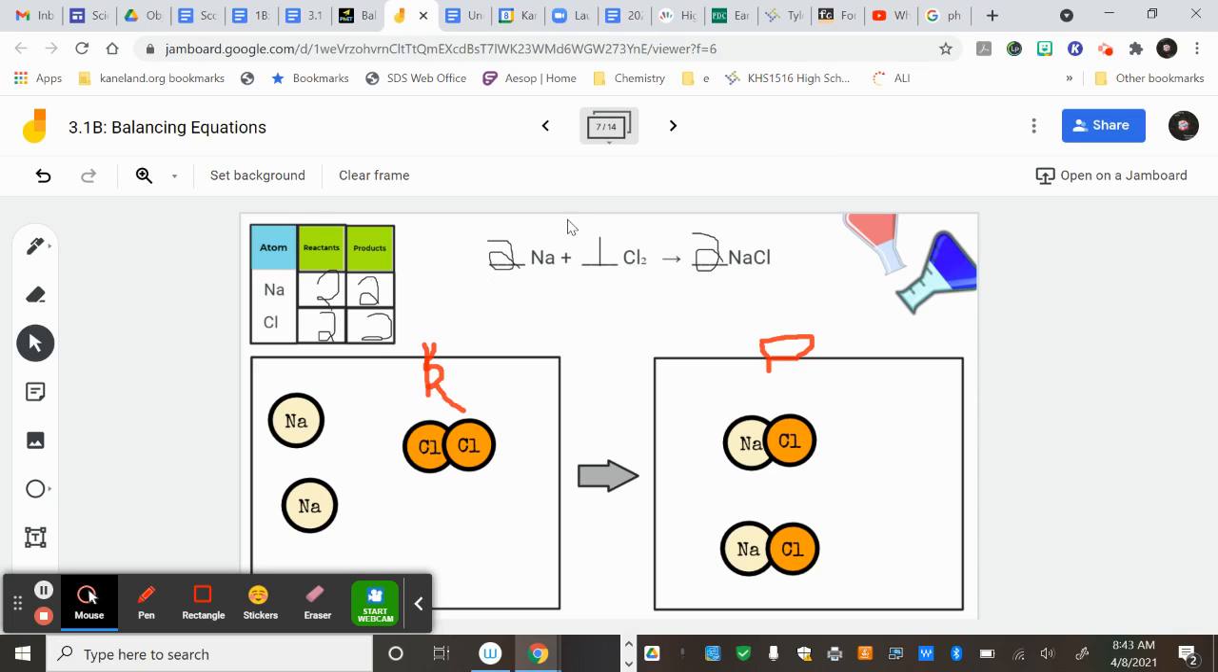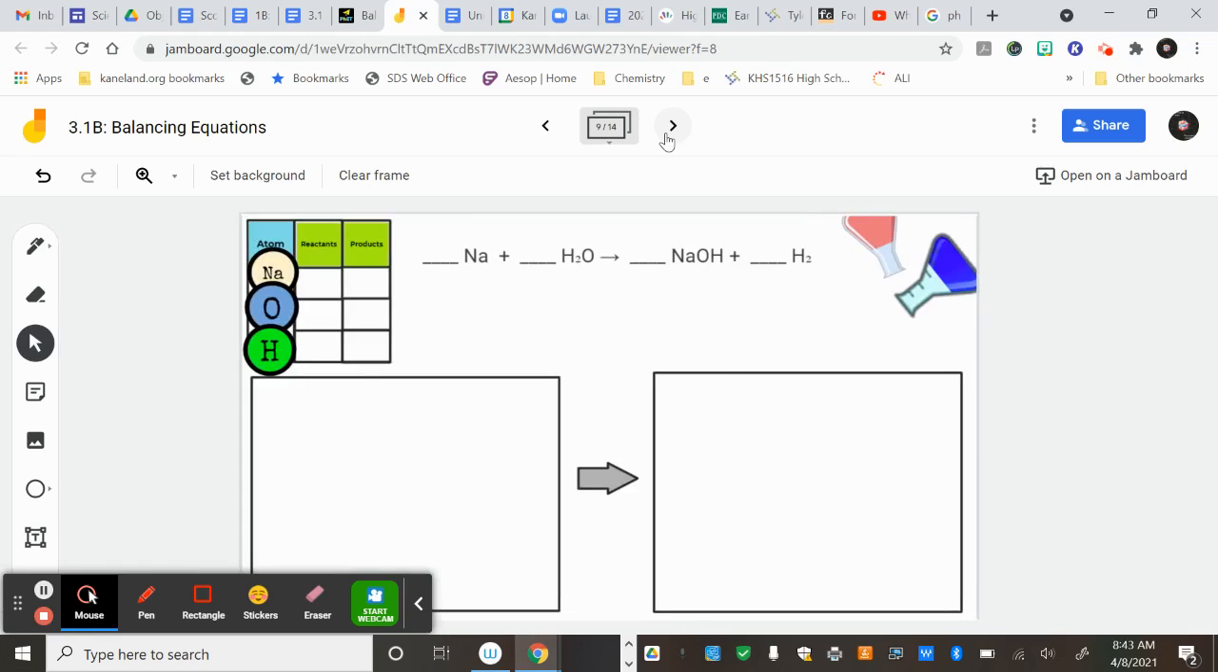I know this is a little bit confusing to start off with, and we will go over this a lot in class, but I want you to do your best to work through the rest of these equations on the Jamboard. And then if you have any questions, write them down and I will help you in class.